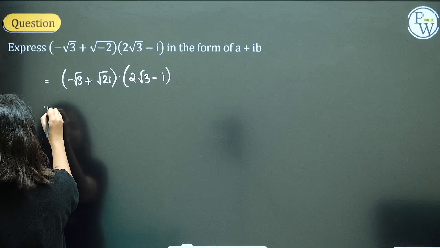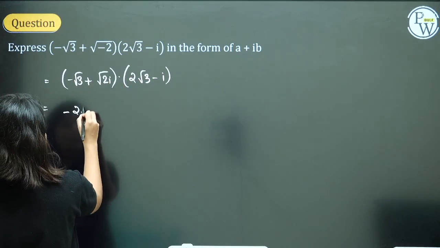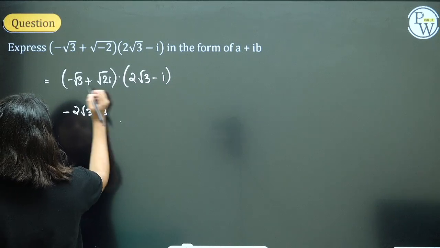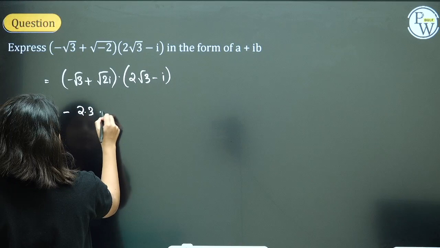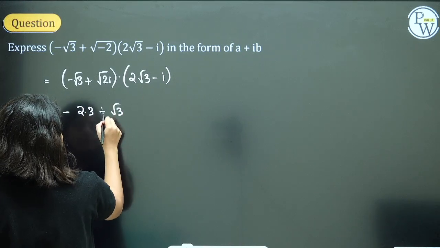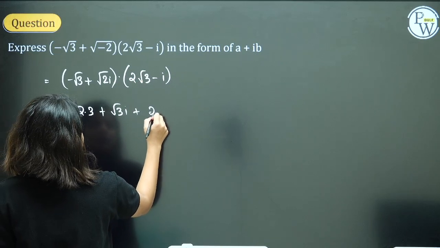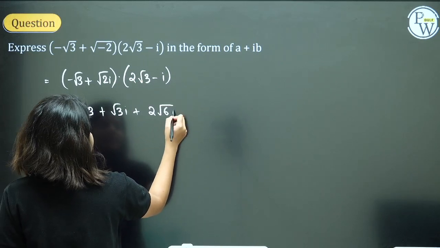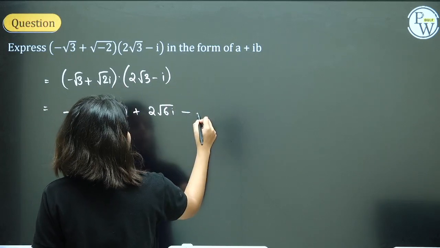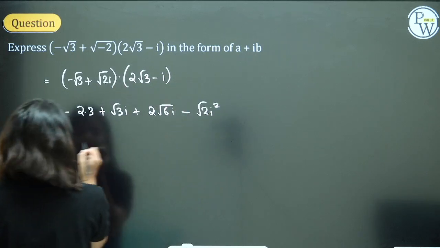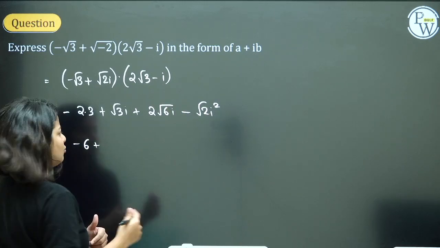Let's start with the multiplication. First term with first term: minus 2 root 3 into root 3, let's write it as minus 2 into 3. First with second: minus root 3 into minus i, plus root 3 i. Plus 2 root 3 into root 2, root 6 i. And plus minus root 2 i square. Simplify: minus 6 root 3 i plus 2 times root 6.